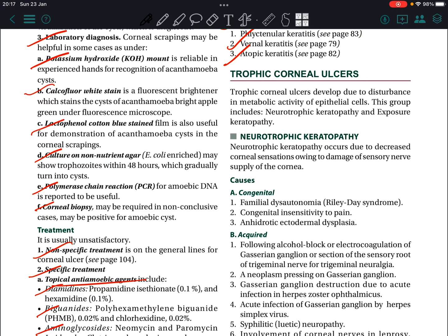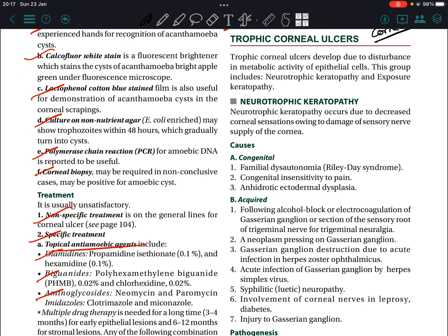Today we will continue the cornea and also we will see about sclera. Okay, let's start the topic. Trophic corneal ulcer. Trophic corneal ulcer develops due to disturbance in metabolic activity of epithelial cells.